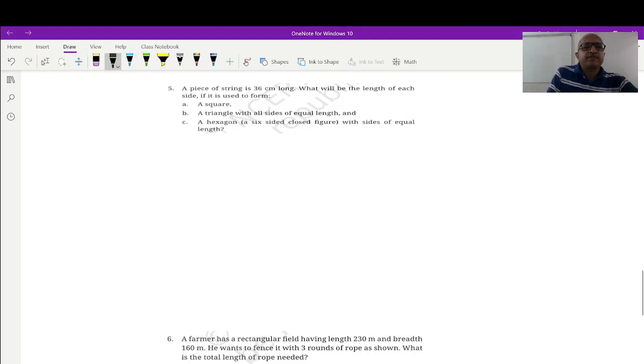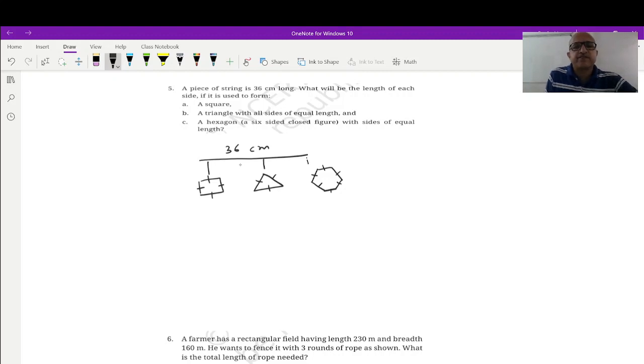Question 5. A piece of string that is 36 centimeter long. So this is 36 centimeter long. Now from that only what is made? Square. From that only a triangle with all sides equal. And from that only hexagon is made. Right? So length is the same for each.